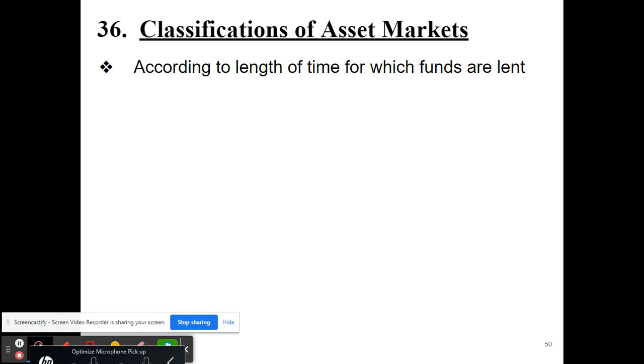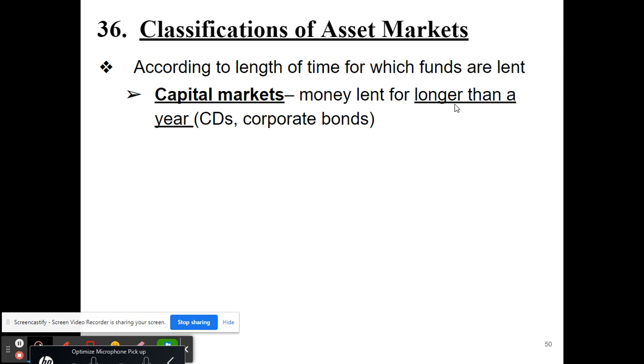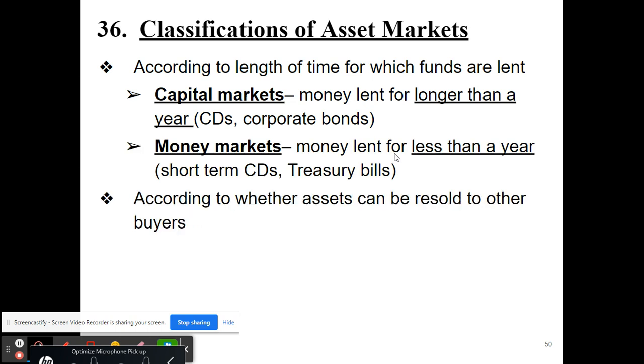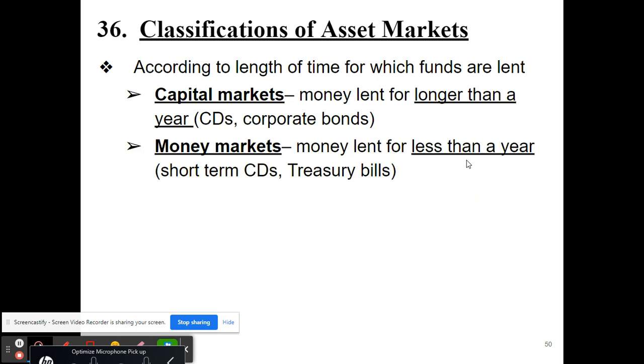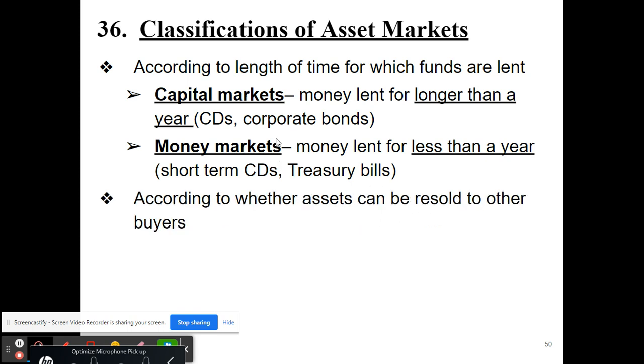Classification of assets markets. This is according to the length of time for which the funds are lent. The longer the money is loaned, usually the higher return. Capital markets, money lent for longer than a year. These are your CDs and your corporate bonds. Money markets tend to be lent for less than a year. So if time is an issue and you're looking for short term, you might go with the money market or a T-bill. If you're looking for longer term, you might go with CDs. You might get a better rate.